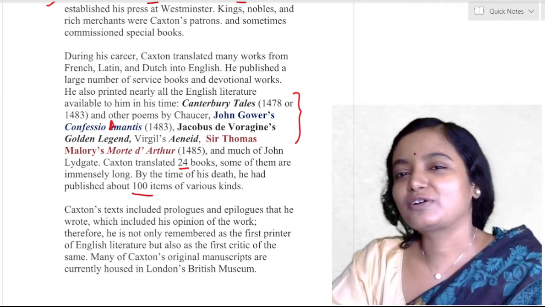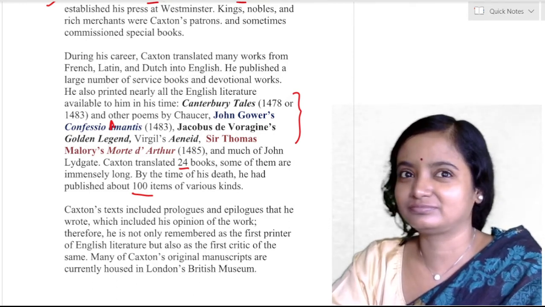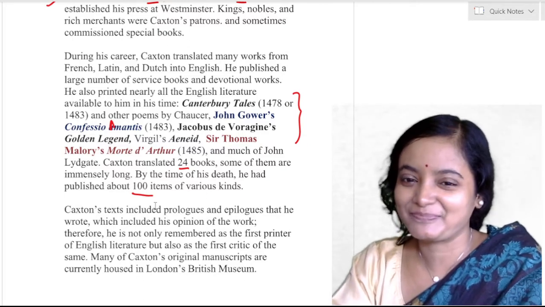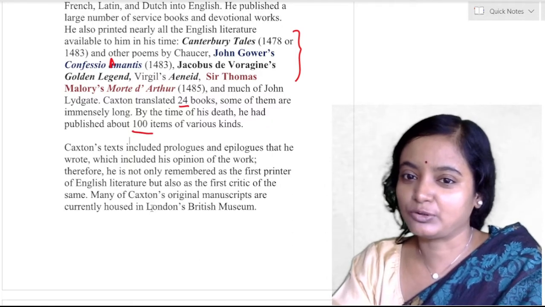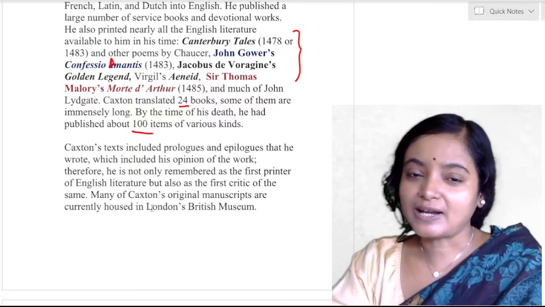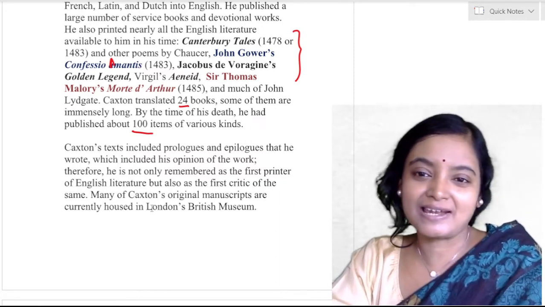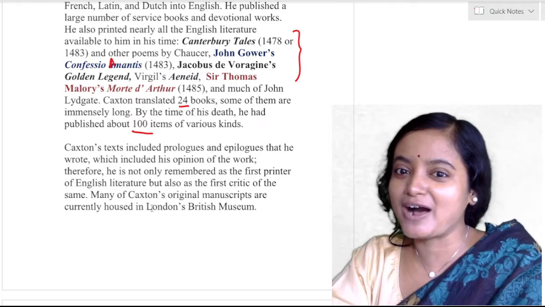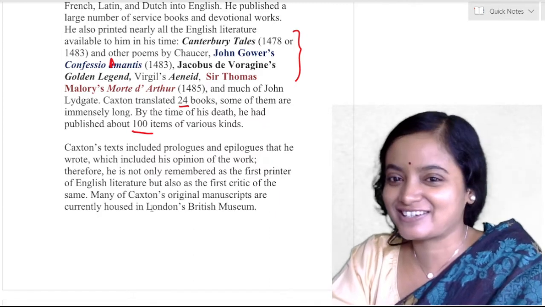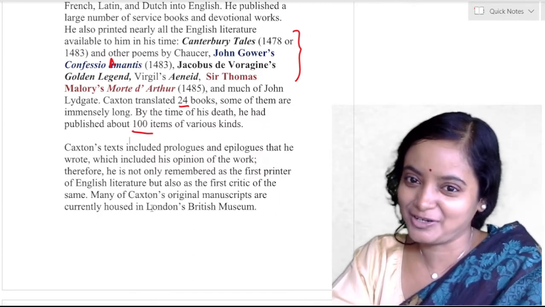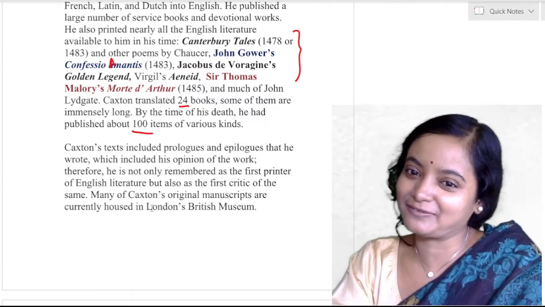Okay. So I feel that Caxton was a versatile genius, a man of profound work culture. Caxton's text includes prologues and epilogues that we have already mentioned, which he wrote, including his opinion of the work. So those prologues and epilogues help us to get a link to his life, and at the same time they were criticism of the text of the book. So you can say that Caxton was the first critic of medieval England, who not only wrote a book, but attached his criticism to that text. So it was very helpful for us.